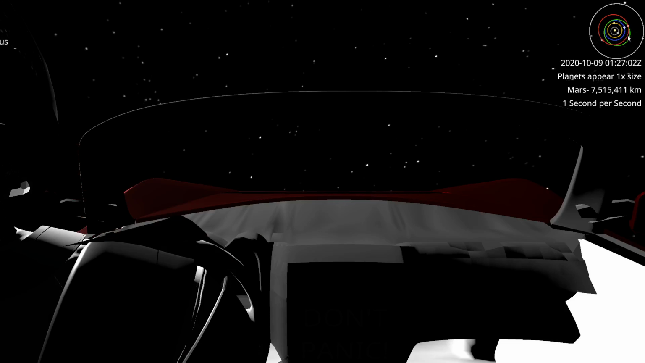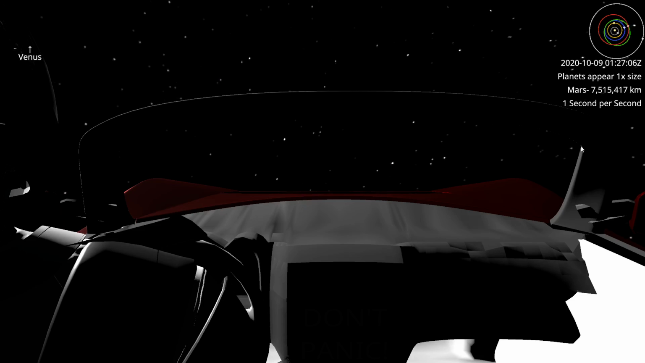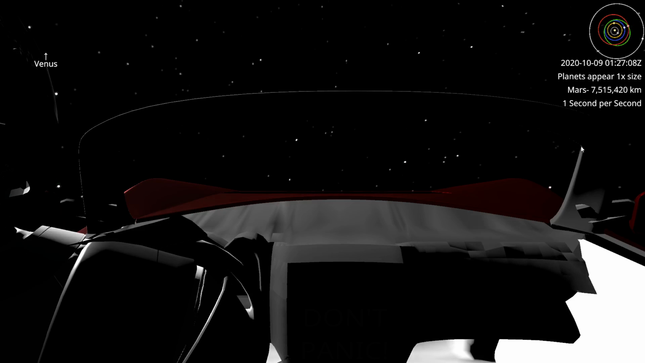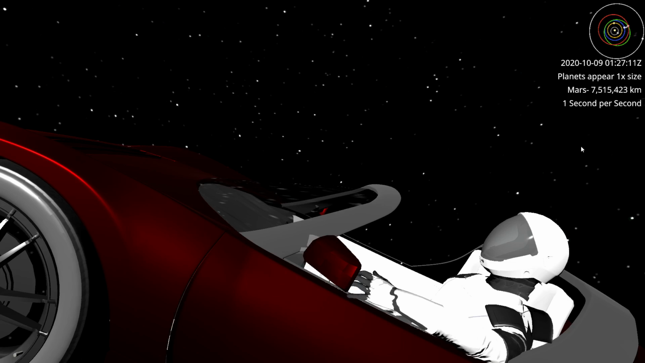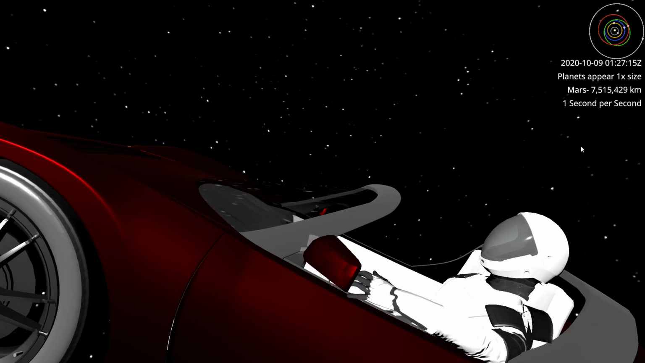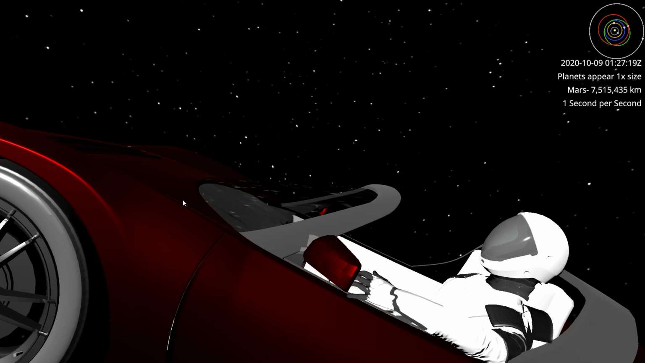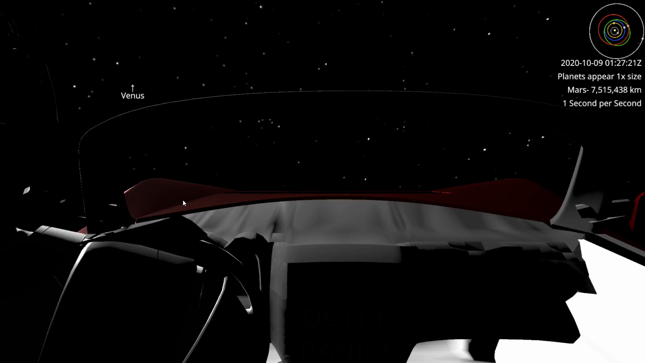So Mars and the Roadster are kind of still going side by side. You can see the distance here is incrementing, and it's pretty slow, roughly 1 kilometer per second. So they're still roughly at the same distance. And all you would get is this kind of tiny pixels. You get to see the Starman and the car slowly starting to fall apart, which would be kind of interesting.